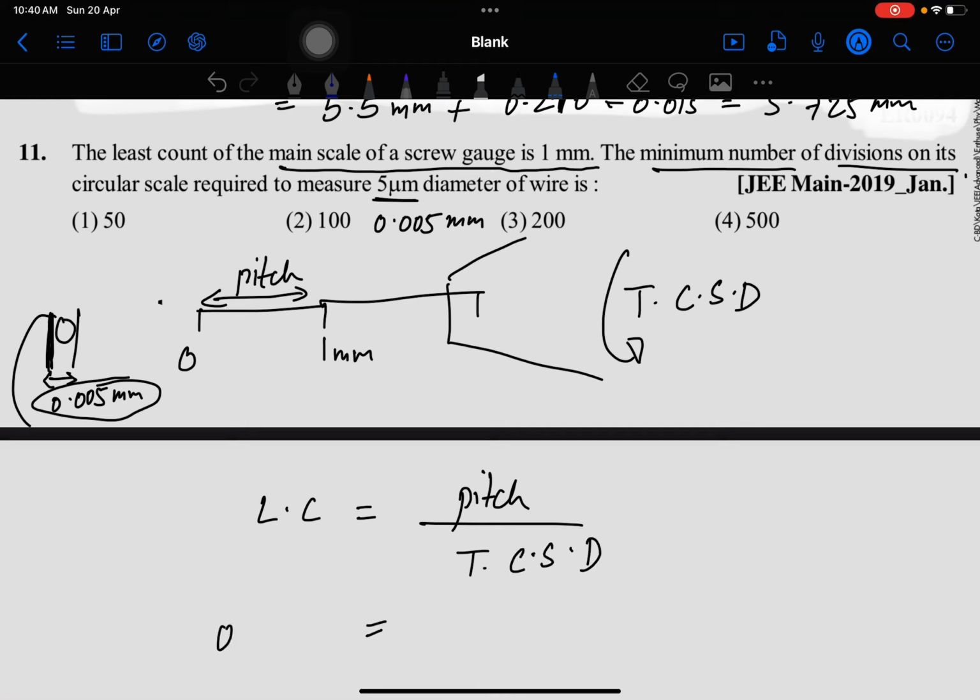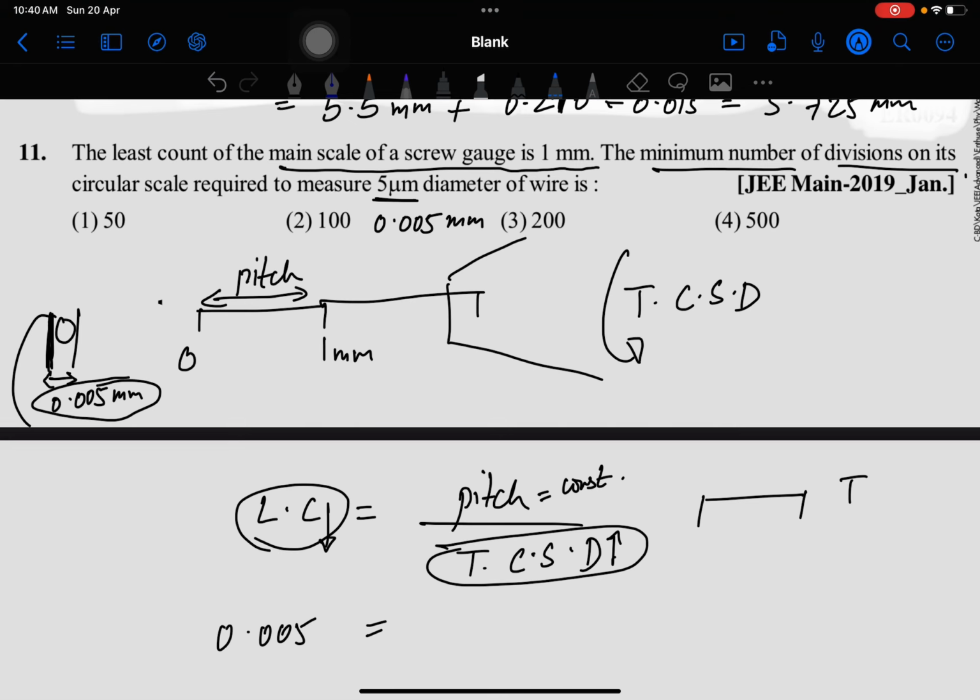So pitch is how much? Why is that? See, what will happen to the least count as the total number of CSD keeps on increasing, keeping this pitch as a constant? The least count will keep on decreasing. As the least count decreases, it means that it can count lower and lower values. But you only want to count this 0.005, right? So you select such a total CSD such that the least count becomes equal to 0.005.